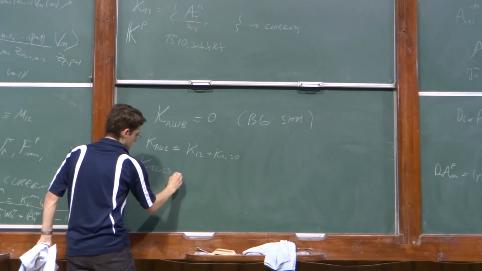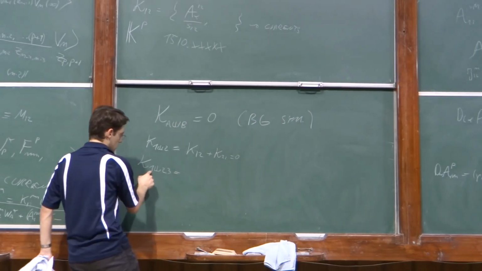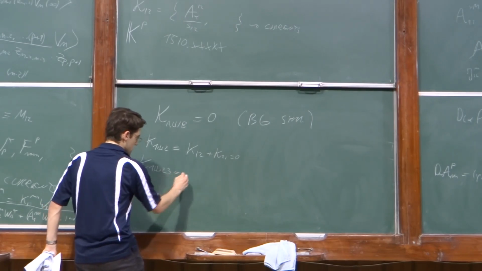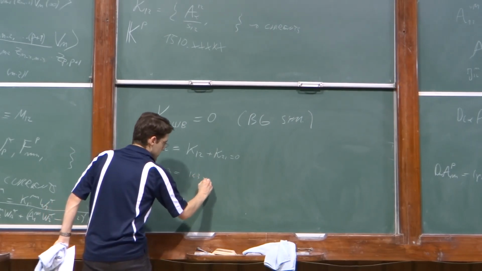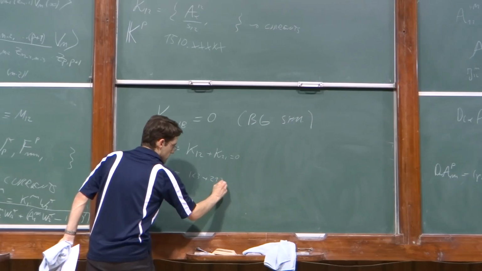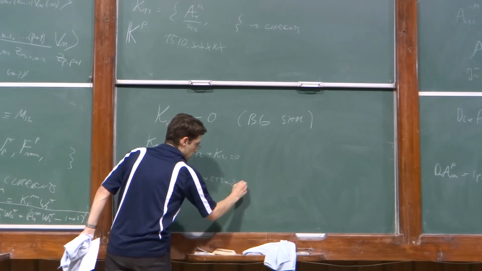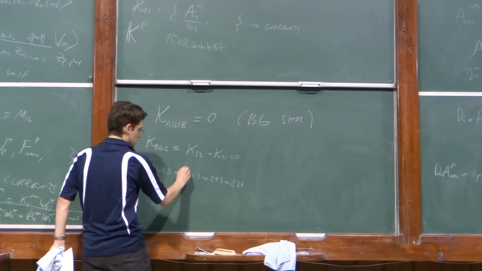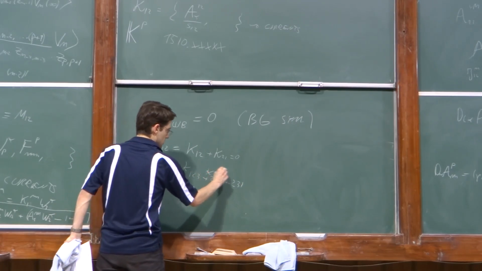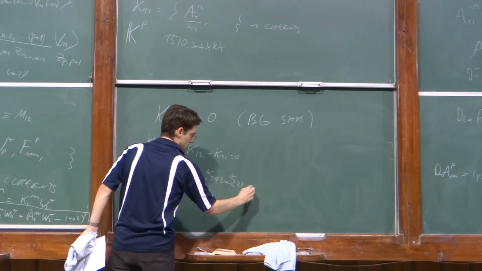So the shuffle of 1 with 2 3 is 1 2 3 plus 2 1 3 plus 2 3 1, and then K at 0.